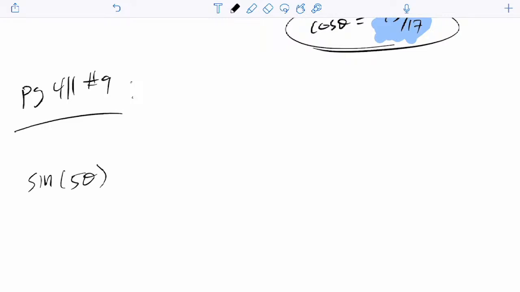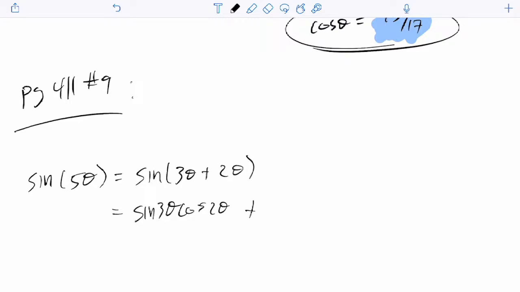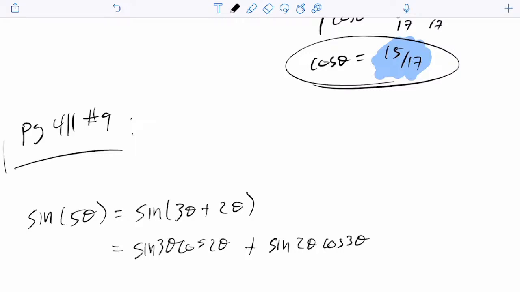The sine of 5 theta. So if I asked you for 5 theta, you'd have to do 3 theta plus 2 theta, right? And then you'd have to use your formulas. This is sine of 3 theta cos of 2 theta plus sine of 2 theta cos of 3 theta. I'll get back to it. I started Mahir's question here.